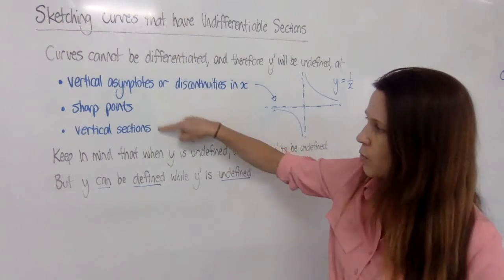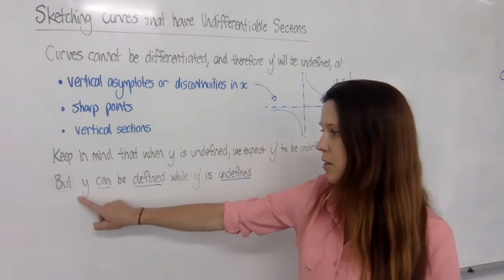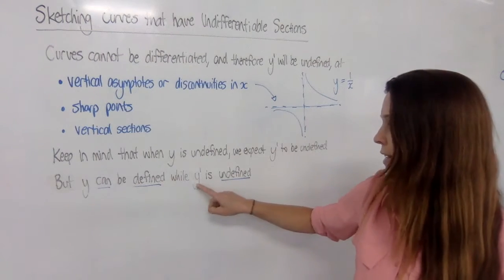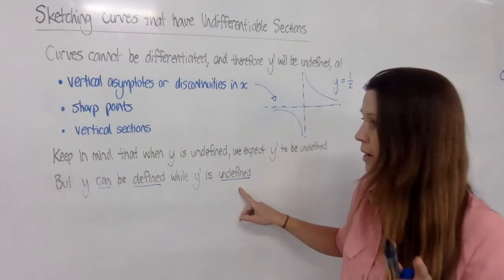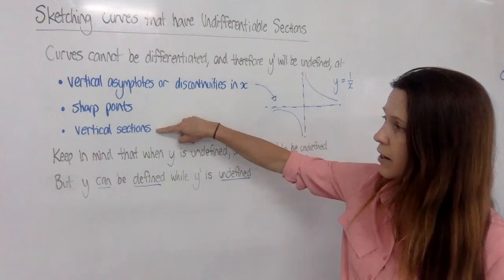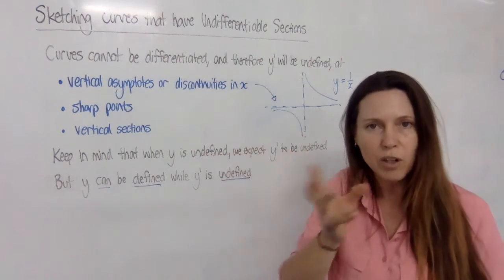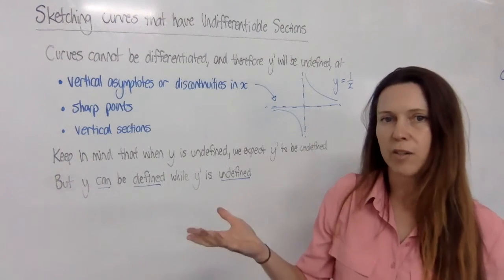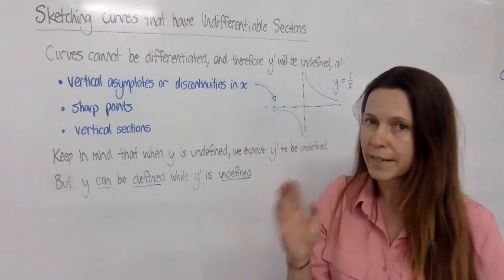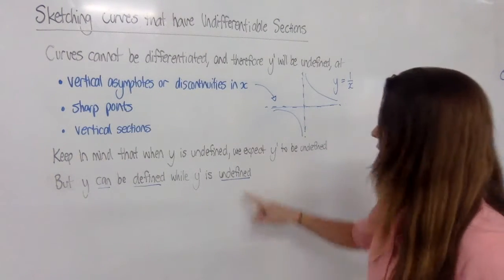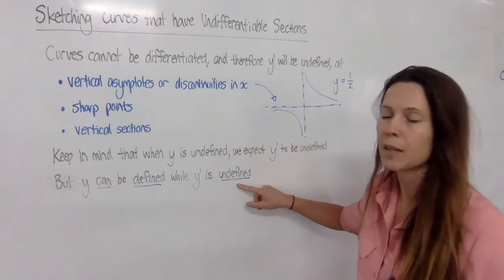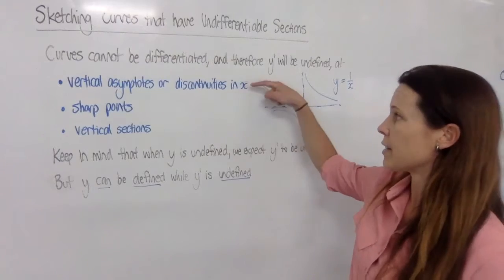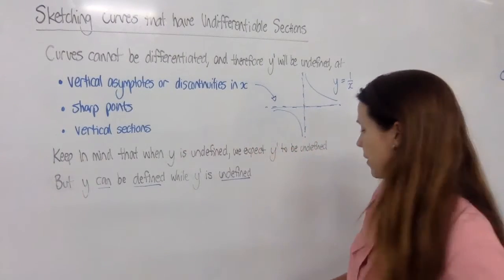But these 2 points here remind us to keep something else in mind, which is that y can be defined while y dash is undefined. Now, what's happening there is that if we have a vertical section or a sharp point, we've got a section of graph. We've got a y value. Y exists for that value of x, but y dash has no real meaning, and so we're going to say that it's undefined. Now, in the rest of this video, I'd like to show you an example of a curve that has each of these points, and one, in fact, that has 2 of them.